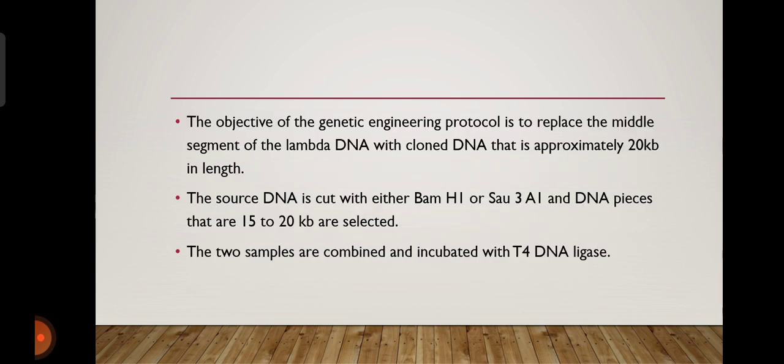The objective of the genetic engineering protocol is to replace the middle segment of lambda DNA with cloned DNA that is approximately 20 kilobase pairs in length. The source DNA is cut with either BamHI or Sau3A1, and DNA pieces that are 15 to 20 kb are selected.